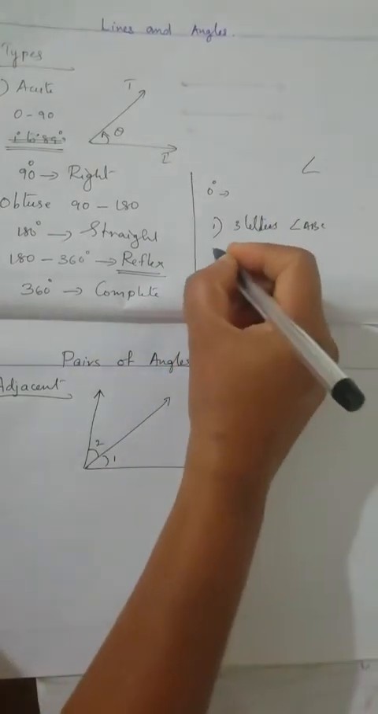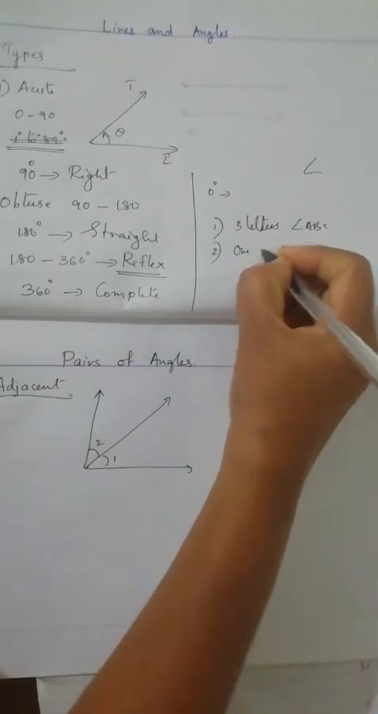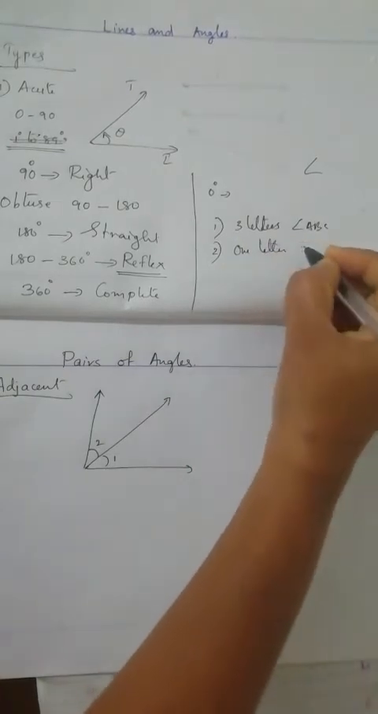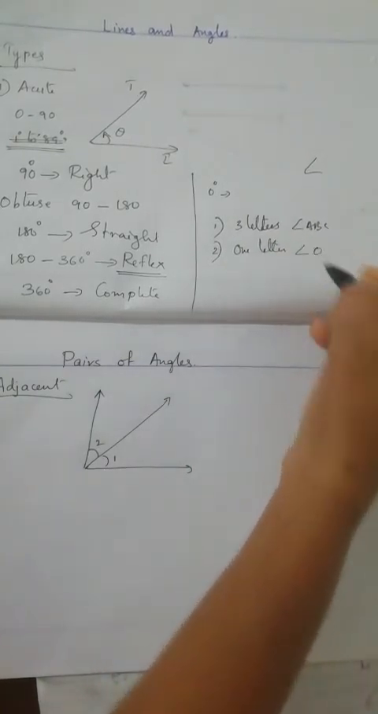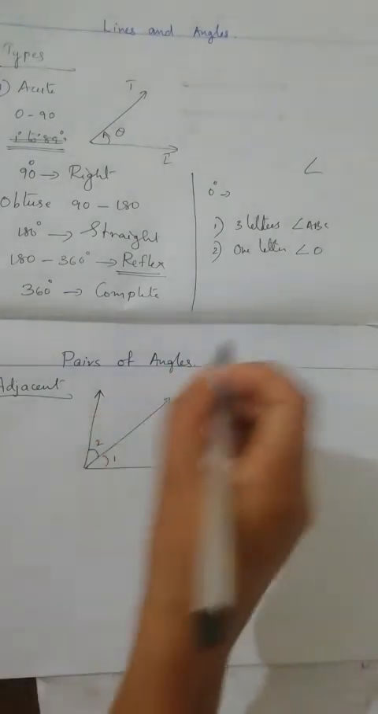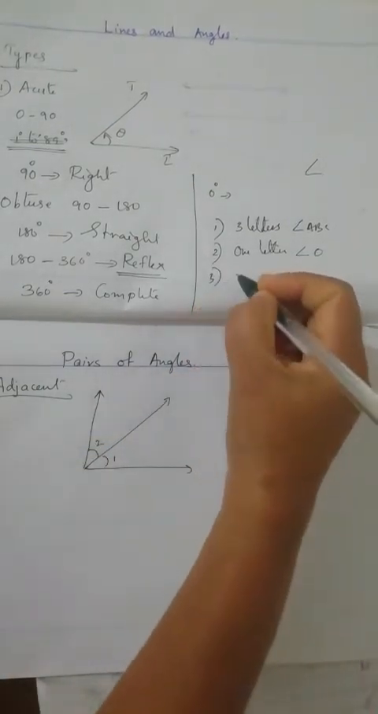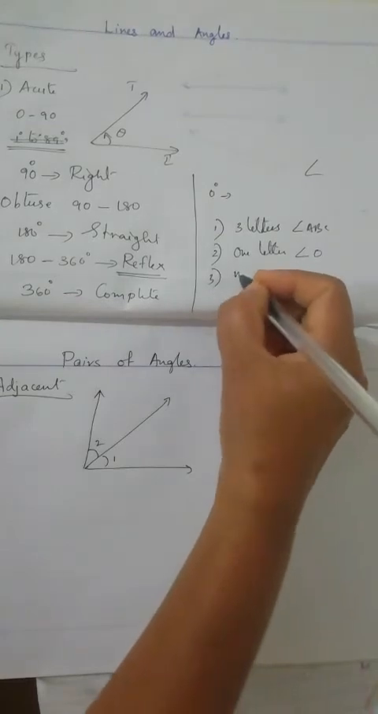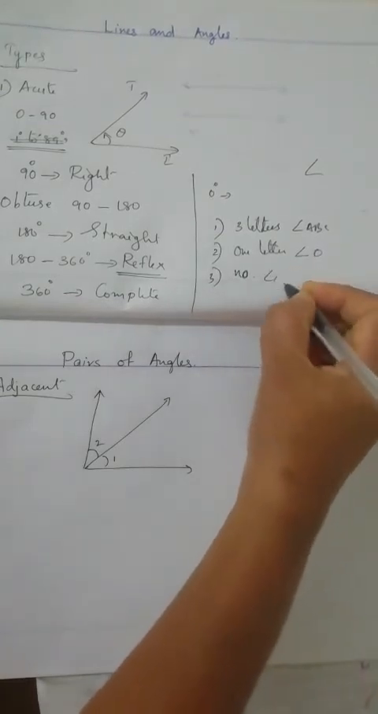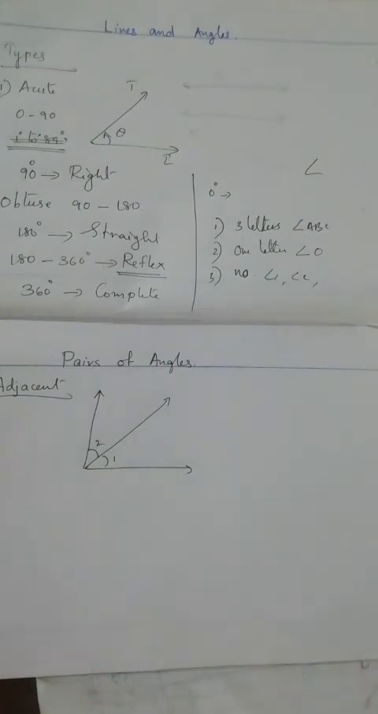We can take 3 letters or 1 letter. That letter should be the middle letter, like angle O. And the third way is you can use a number: angle 1, angle 2. A number can also be used to represent an angle.